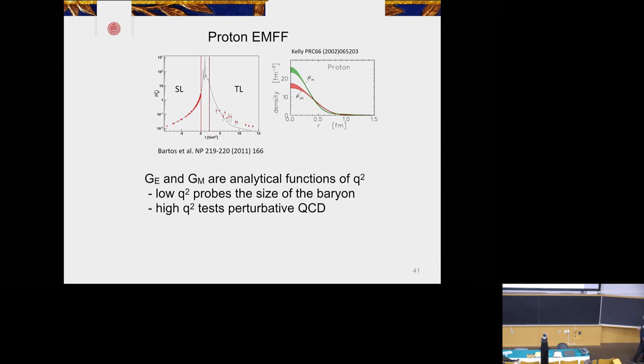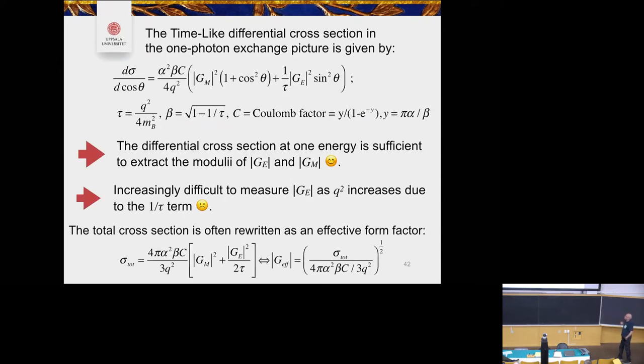Okay. Now, this is a bit messy, but the time-like differential cross-section, in the one photon exchange picture, which is a very, very good approximation, is given by this expression here. The point here, which is important to notice, is it's sufficient to measure at one energy to get information about the moduli of GE and GM. This is given simply by the differential cross-section. And it's increasingly difficult to measure GE also here due to this 1/tau behavior.